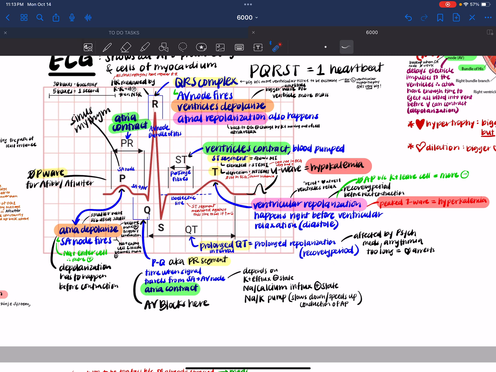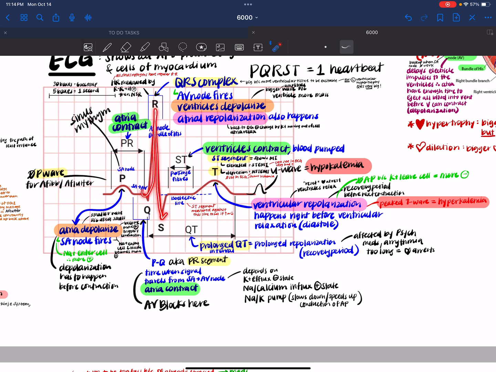So basically, you see the atria depolarize here. Sodium channels are dense here. The SA node is firing. Sodium enters the cell, so it becomes more positive, which allows the action potential to happen. Depolarization has to happen before contraction. So the P is a little wave of atria that are depolarizing. And it's sinus rhythm. P shows sinus rhythm. Then atria contract, and the PR is not too important.